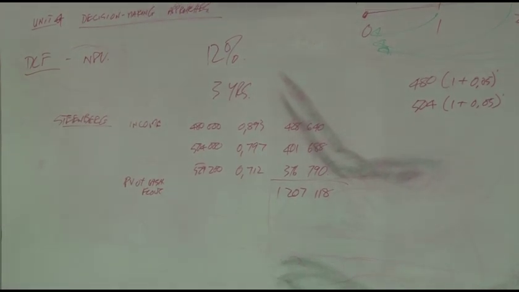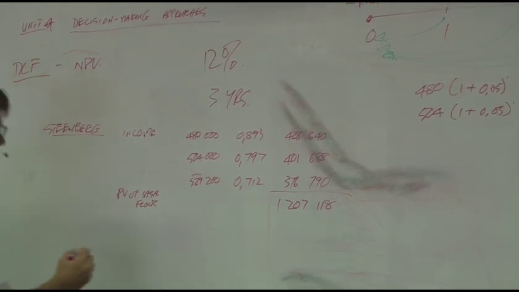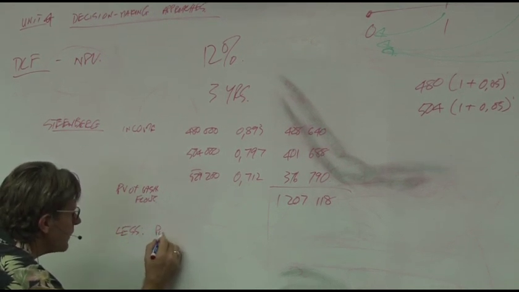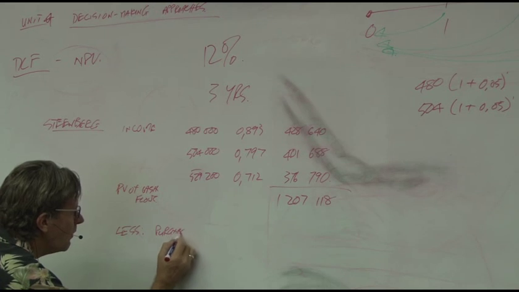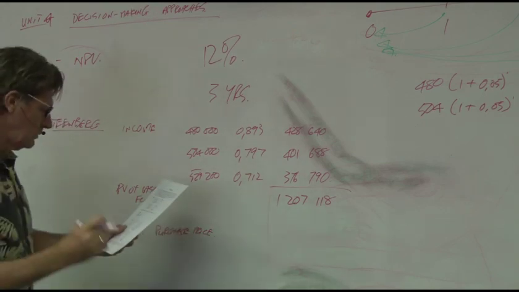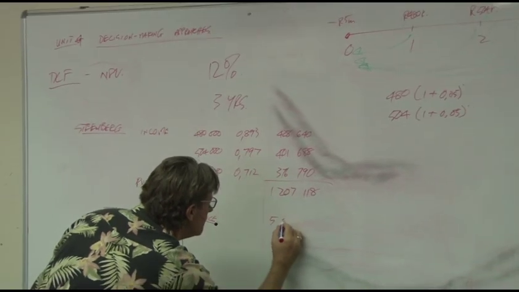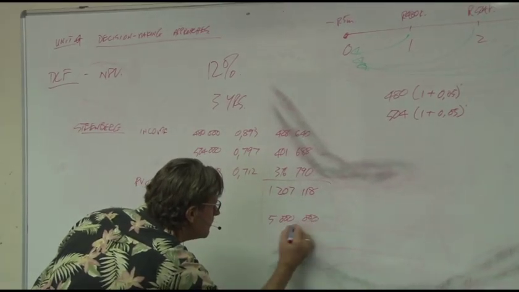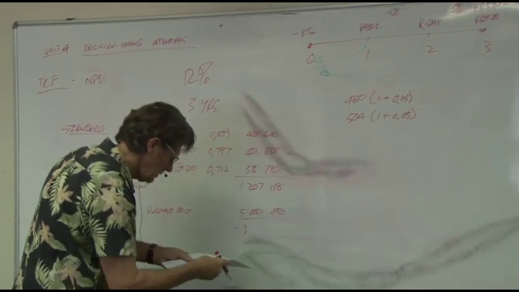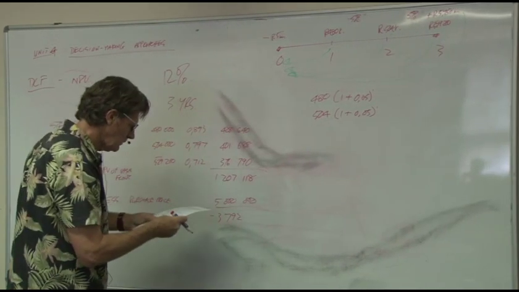Present value of the cash flows. So we've only dealt with the cash flow so far. Now we can take off the purchase price. Remember, it's 5 million at the start. 5 million. And you do the sum there, and it's minus 3,792,882.